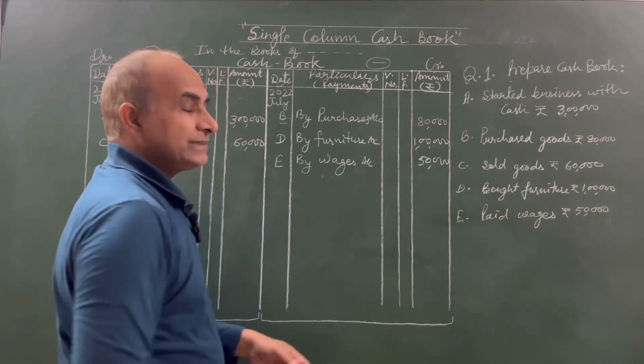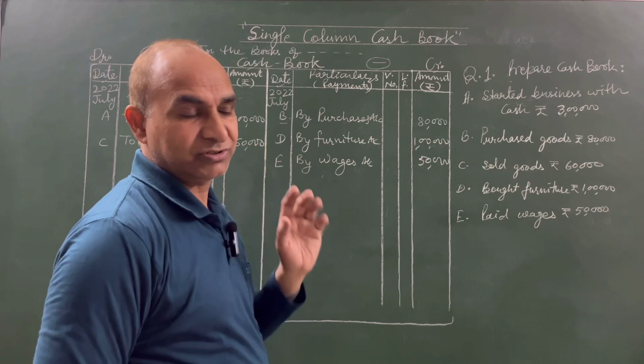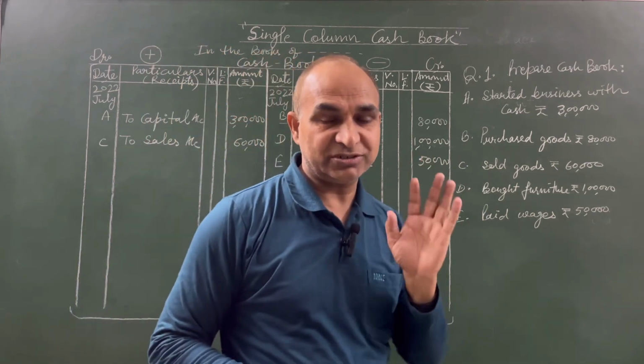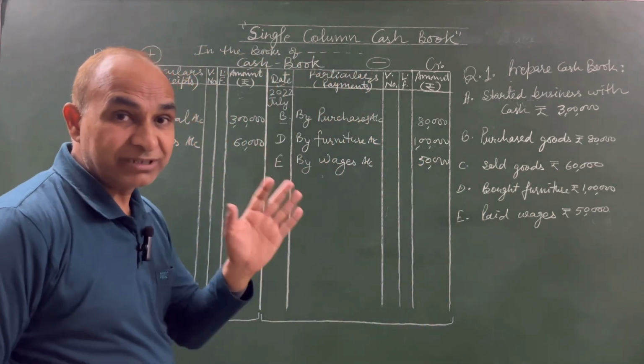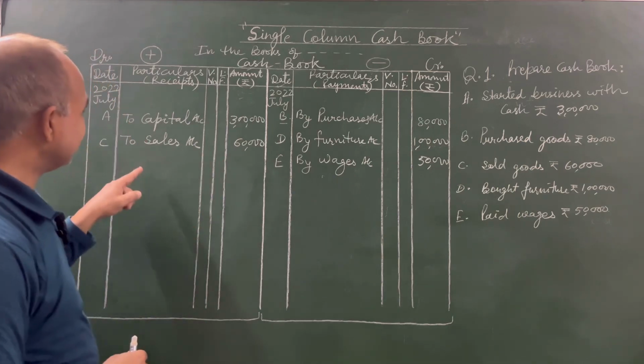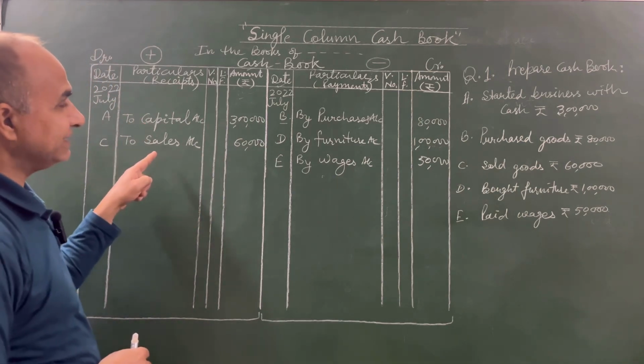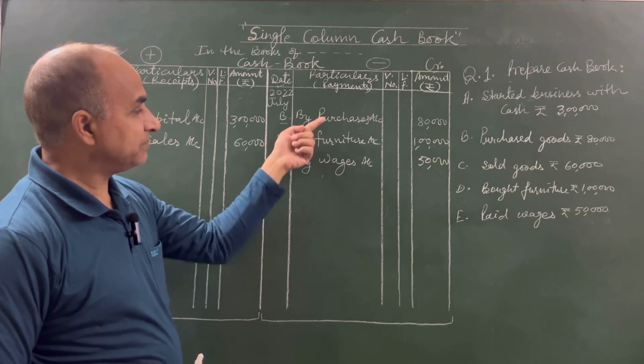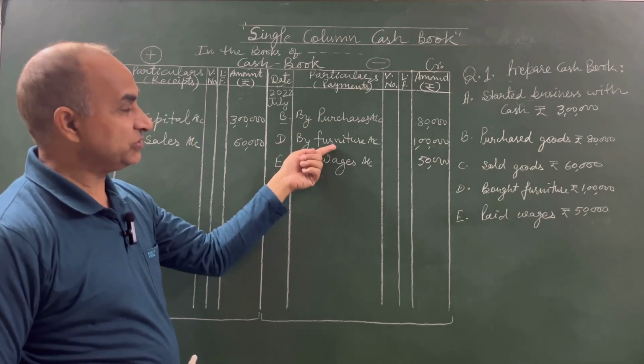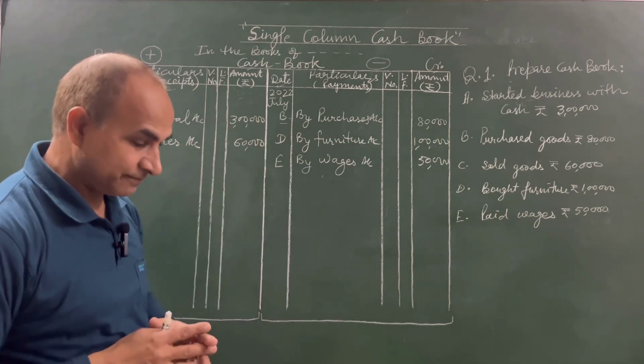So friends, you can see we have taken only 5 financial transactions, 5 cash transactions. 2 are receipts on account of capital and sales, and 3 are payments for purchase of goods, purchase of furniture and wages.